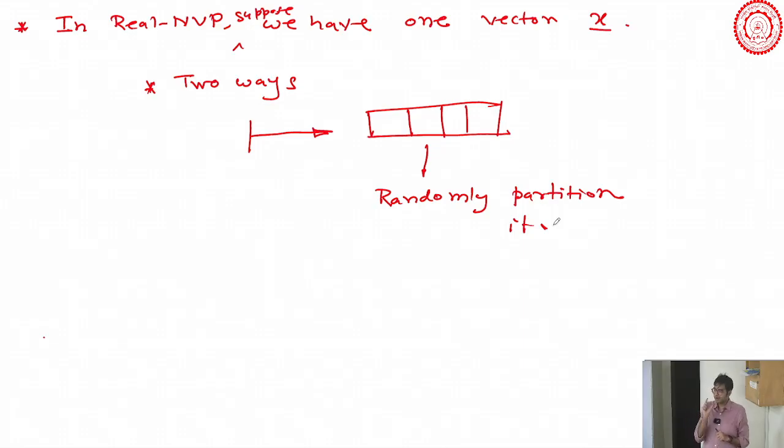Because remember that one portion will not change. x1 prime will remain equal to x1. But ultimately you will want everything to change. So that's why you don't keep the constant part the same, because then you are not getting expressive enough things.